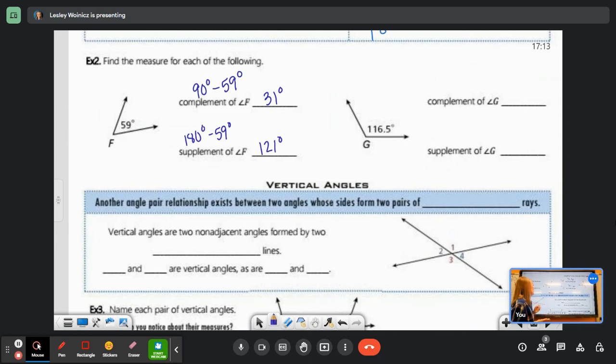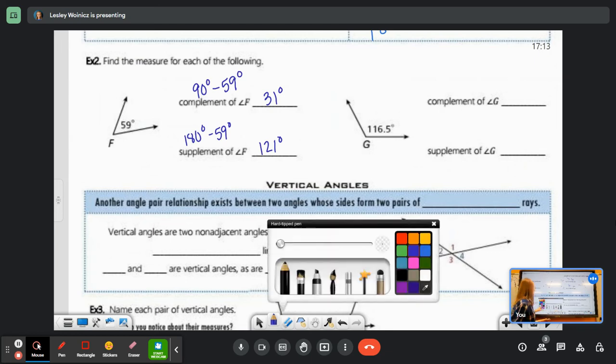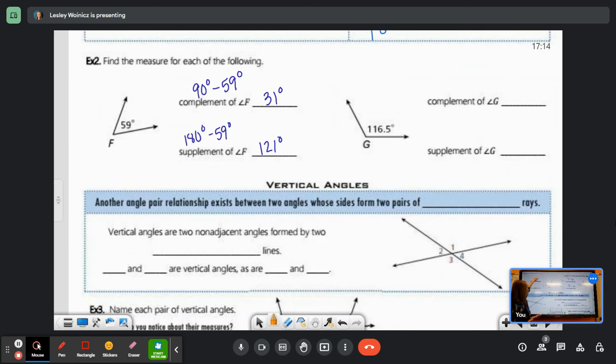All right. So now I've got a big old angle G. Can I add anything? I mean, it would have to be a negative, right? But that's not really what it means. So we're going to say that this doesn't really have a complement.